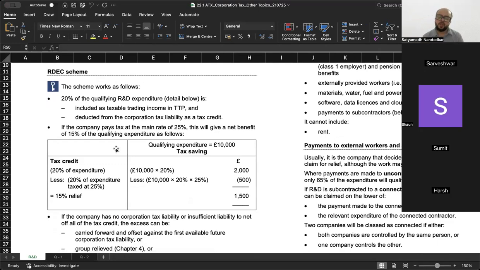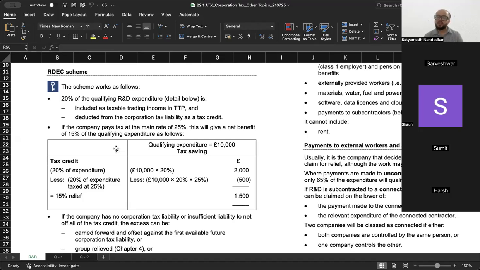That 20% you include in the taxable trading profit, and whatever amount you have calculated, subtract that from the corporate tax liability as a tax credit. Matlab, if your total qualifying expenditure is 1 lakh, 1 lakh into 20% is 20,000. 20,000 को आप add करो in the taxable trading profit, and 20,000 आप subtract करो from where?